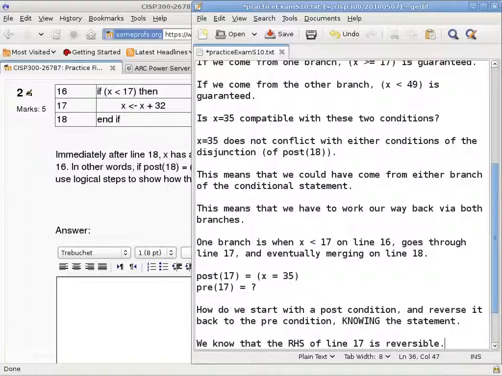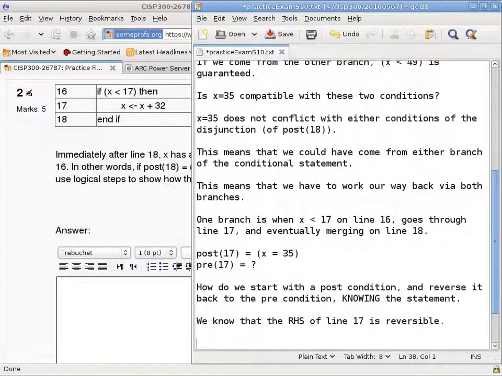Now, everybody already knows the answer. Everybody in this class at this point should already know that if I know that post 17 is x equals 35, and line 17 is just adding 32 to x, then before line 17, x has to have a value of 3. Is that right?